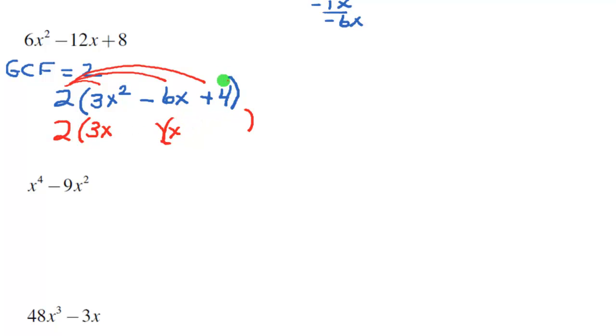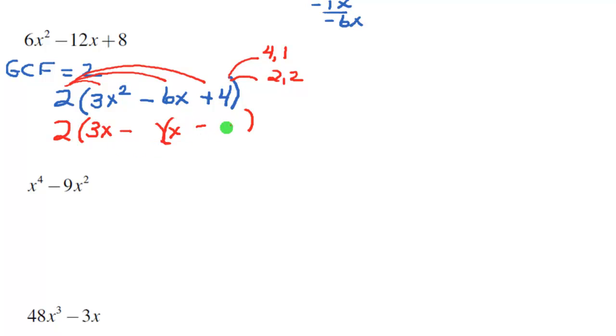Now, 4, we have two possibilities. We could either use a 4 and a 1, or we could use a 2 and a 2 and see if any of those would work to get our 6 middle term. And what are the signs? Well, this third term is positive and the middle term is negative, so we have, again, 2 negatives.